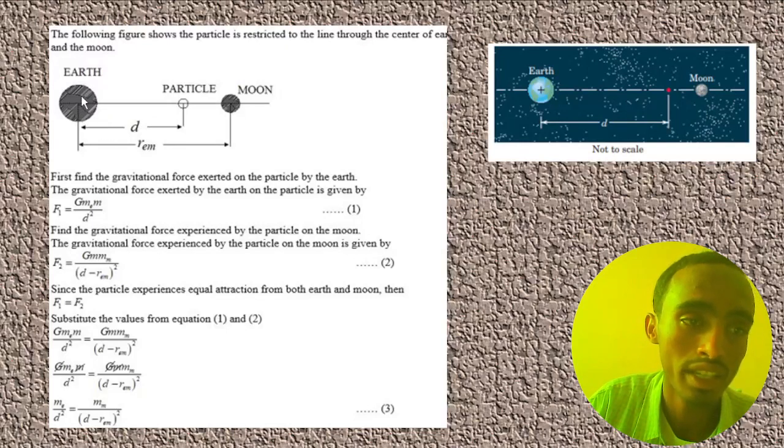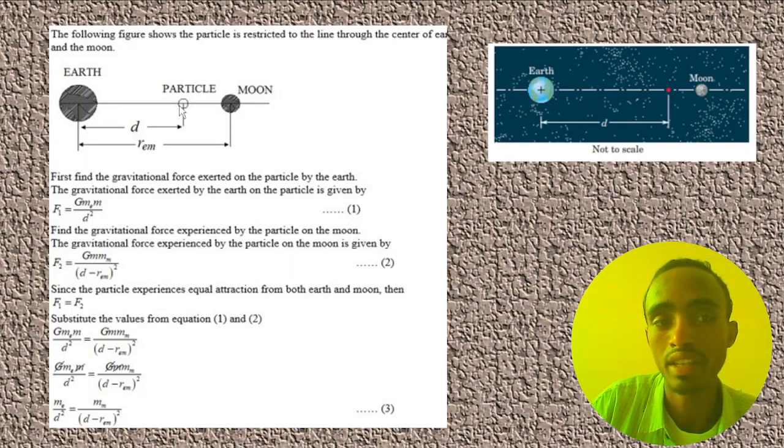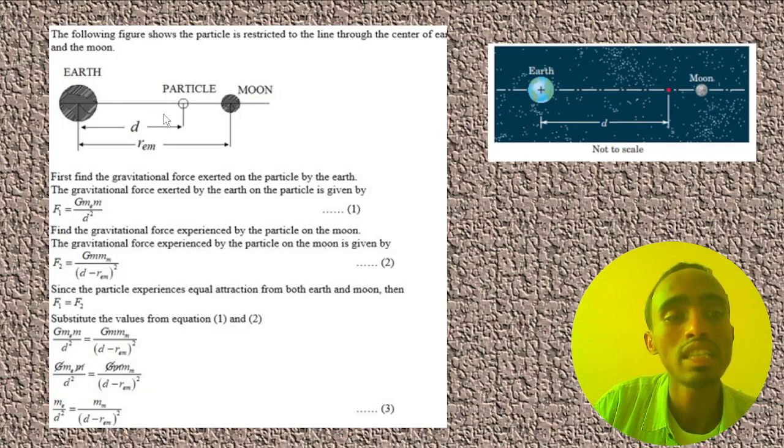As you can see here we have the Earth and here we have the Moon. Here R is the radius between Earth and Moon. We know this, it's all given. You can read it by using a table or other methods. And here we have the distance between the center of the Earth and the particle, and we are asked to find the distance D. First, find the gravitational force.